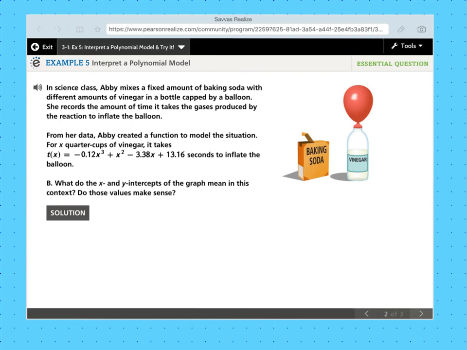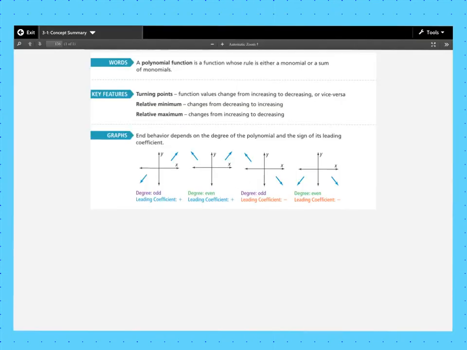Let's look at the y-intercept. The y-intercept is approximately 13.2, which means that if no vinegar is used, the balloon will inflate in 13 seconds. Obviously, unless there's a ghost in the room or some kind of magic to be performed, that in reality is just not making sense. So we have to make sure to illustrate that when we talk about the domain and range, x cannot be 0 and y cannot be 0 in this example.